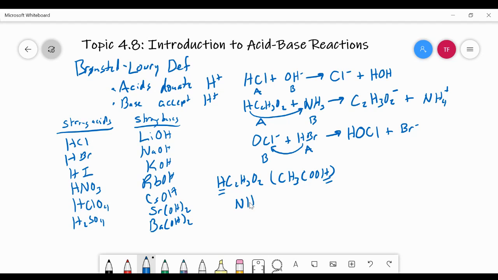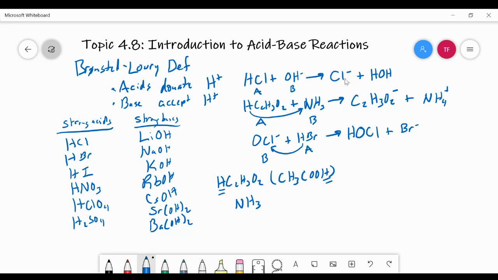And then a very common weak base is NH3, and you should be familiar with that also, ammonia. So weak acid, weak base. And these are strong acids, strong bases. Once you know those, then you can start predicting how the acids and bases behave.